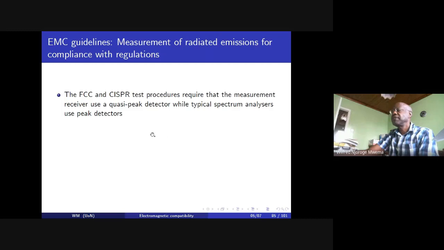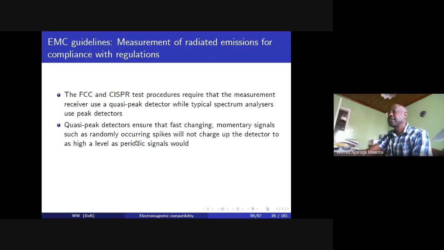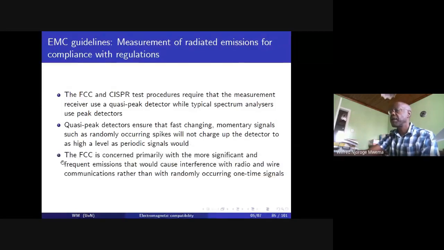That is a diode to rectify the envelope and a capacitor to smooth that and convert it to a smooth voltage value to be measured. So quasi-peak detectors ensure that fast changing momentary signals, such as randomly occurring spikes, will not charge up the detector to as high a level as a periodic signal would. The FCC is concerned primarily with the more significant and frequent emissions that would cause interference with radio and wire communication, rather than with randomly occurring one-time signals.